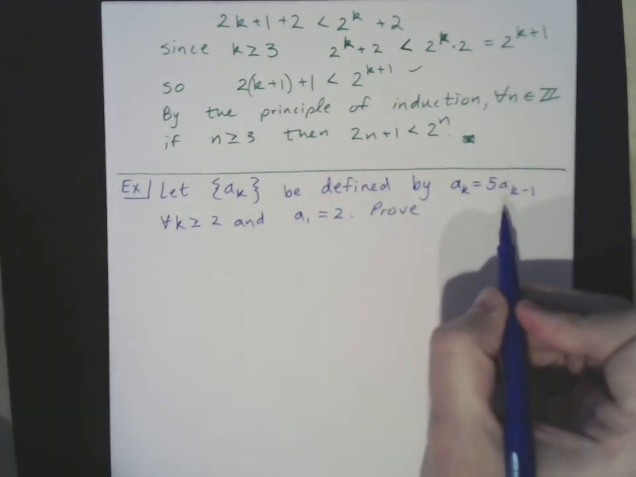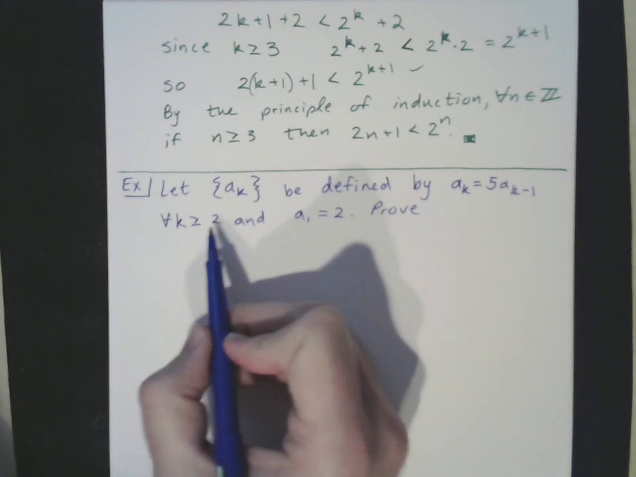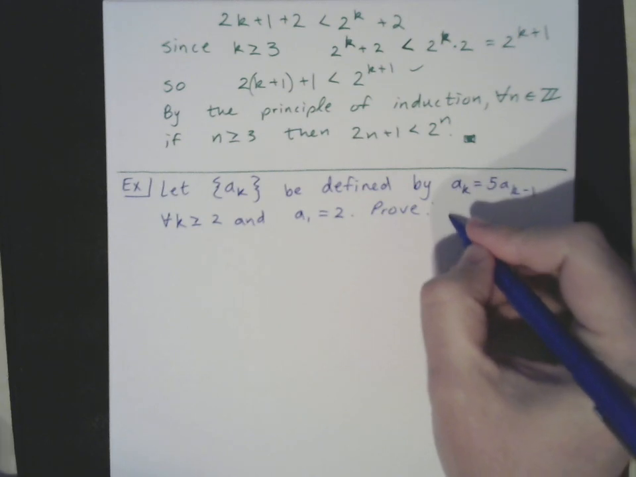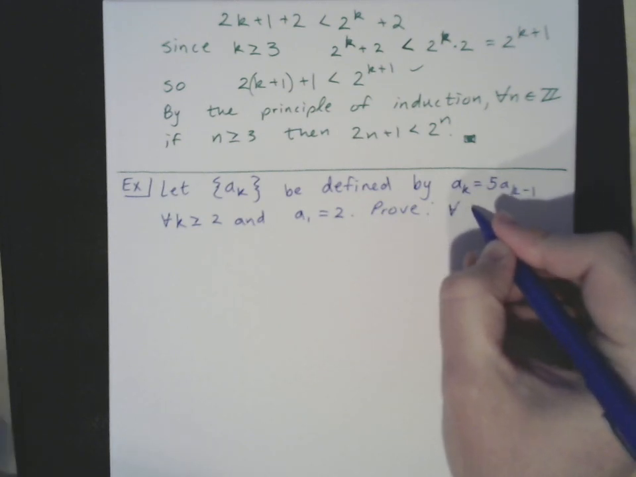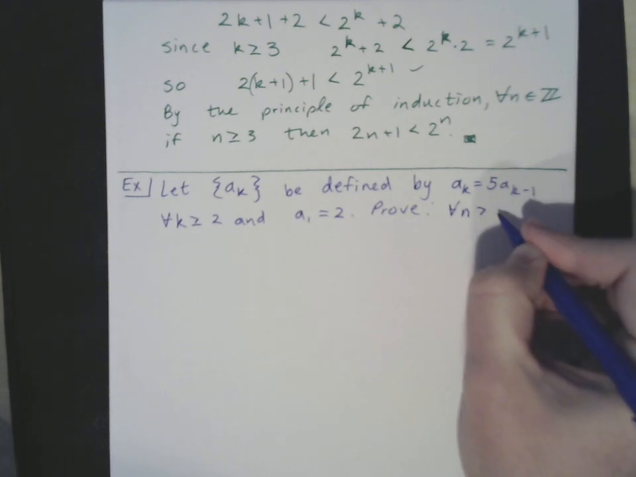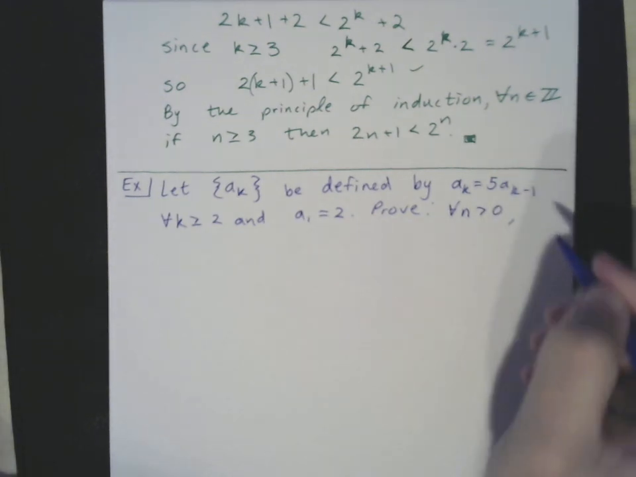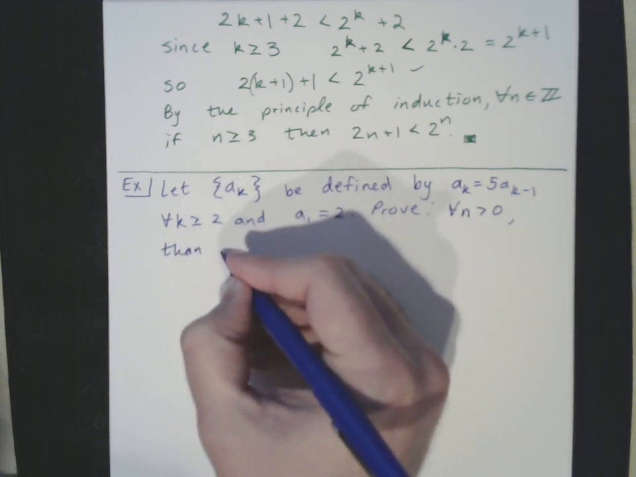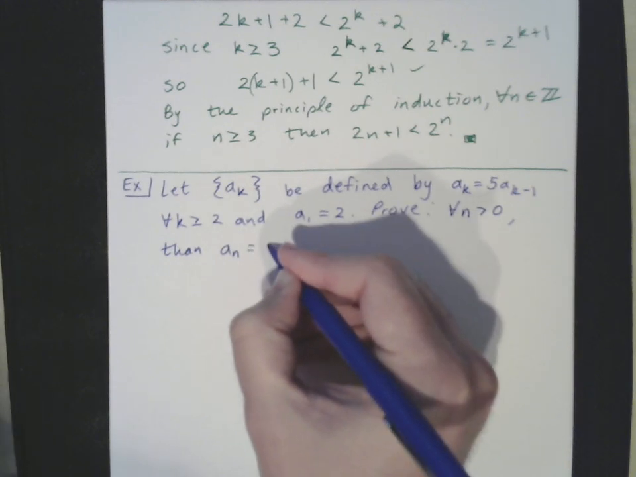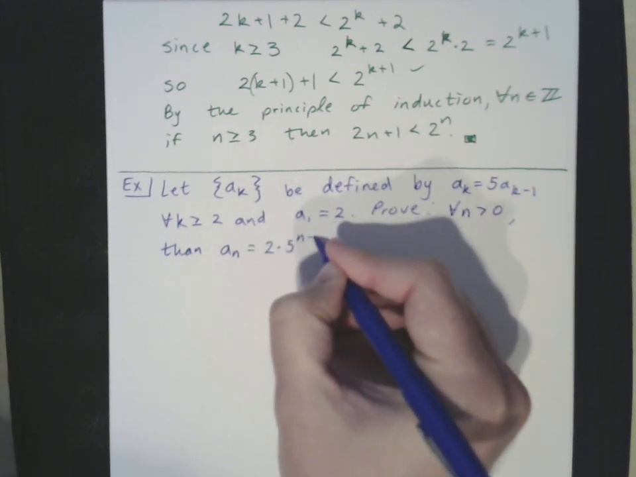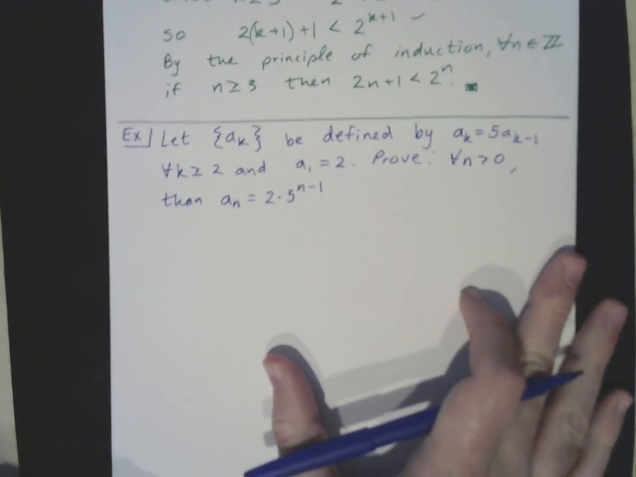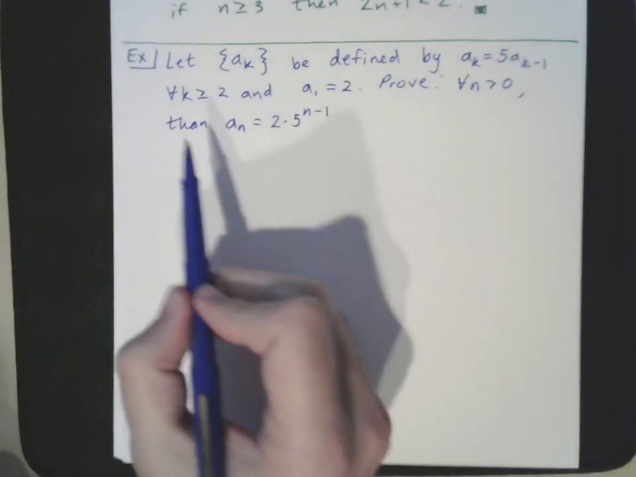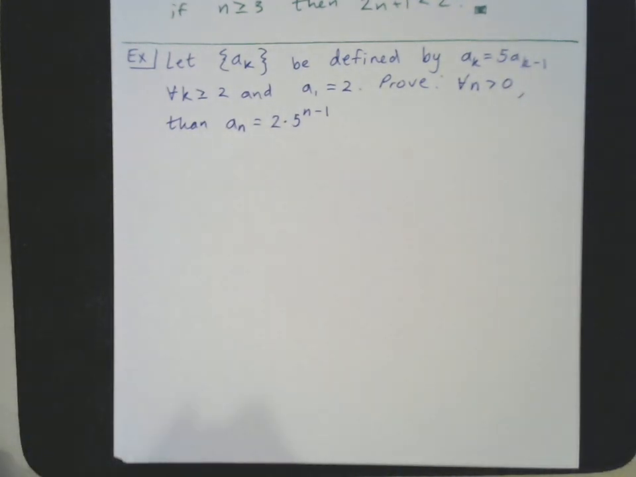So we have a recursively defined sequence. We're starting our k's at 2. They give us our first term. And they would like us to prove for all n greater than 0 that a sub n equals 2 times 5 to the n minus 1. So you did this in Calc 2. You took a recursively defined sequence or series and you found its unrecursive version.